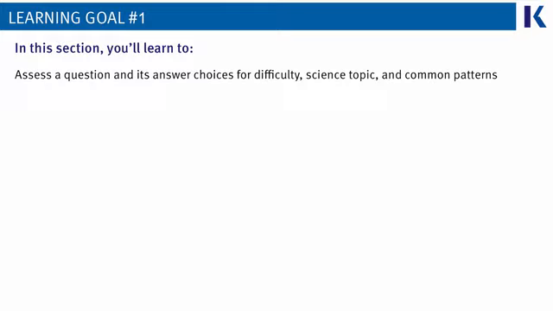For each of the 9 questions that follow in this section, we'll identify the relevant science topic we're being asked about and gauge how easy or difficult that question would be for you to answer. We'll also identify some common patterns for question stems and answer choices that may influence that decision of whether I should answer this question now or later.